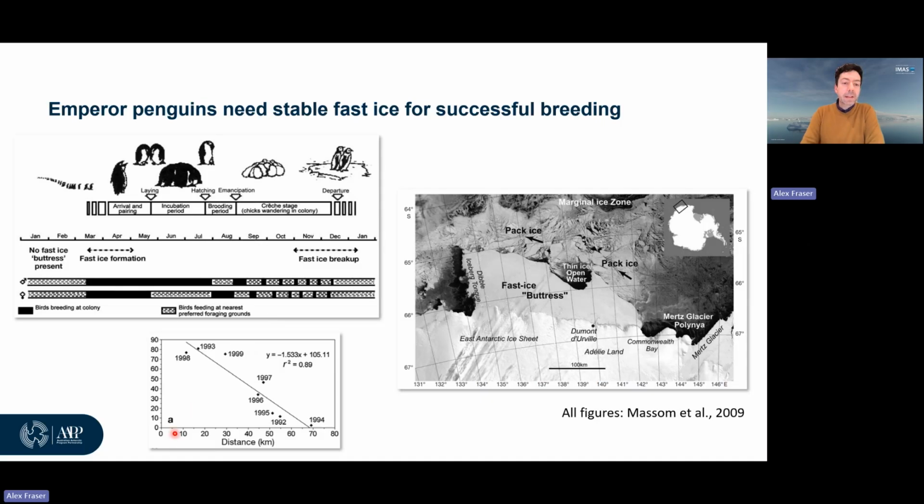And you can see here this figure from a paper by Rob Massom in 2009 shows the distance from the colony to the open water and the breeding success on the y-axis. You can see that when the distance to the open water gets too large, the breeding success drops. But the penguins still need some stable ice. So there's this trade-off between having too much ice, meaning that they have to walk too far, too many times, versus having stable enough ice for those chicks to successfully get reared in the creche stage.